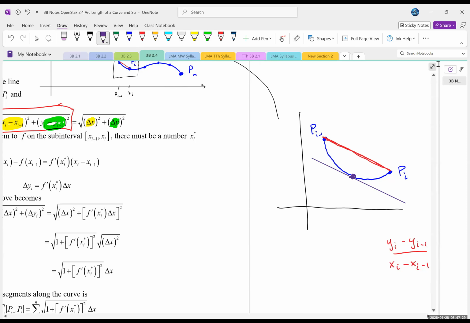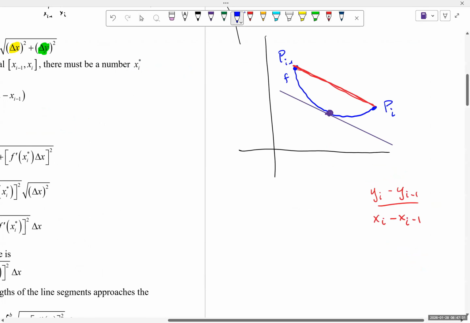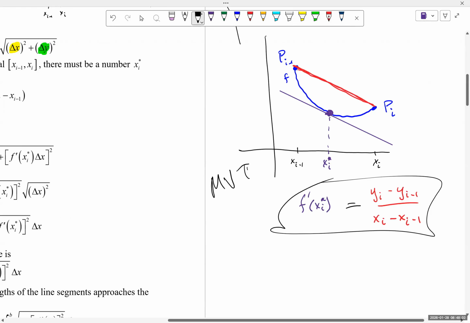Hopefully you remember it. So if that's the function f in blue, there has to exist somewhere between x sub i minus 1 and x sub i, what we're going to call x sub i star, some x value in that interval number i, such that the derivative at x sub i star has to equal the slope of the secant line. That is the mean value theorem. Cool? Vague memories of this? I have no idea how in depth you guys did this.